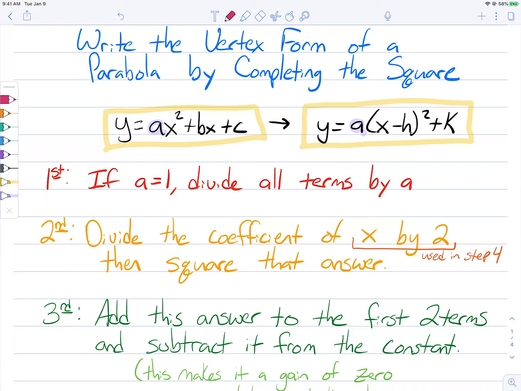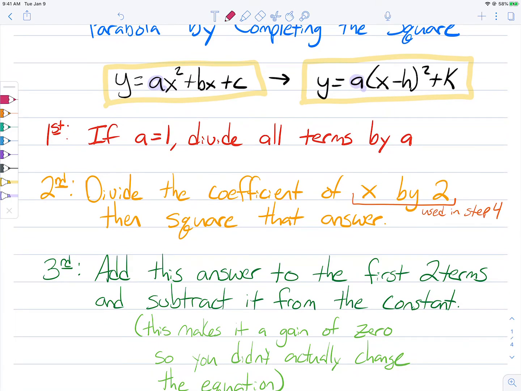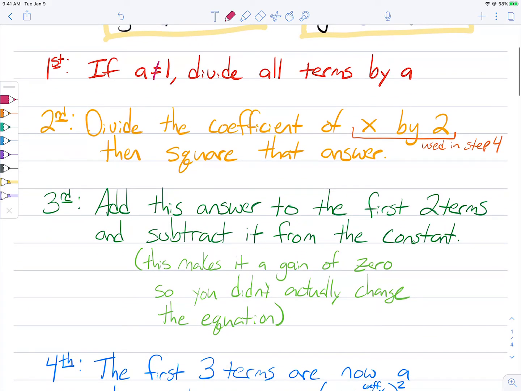If you do, as you go through the problems, it'll get quicker and quicker because you're going to get used to the pattern of what you're going to do. So step 1, if a does not equal 1, divide all terms by a. I will explain this more as we get into some of these problems. Step 2, divide the coefficient of x by 2, then square that number. That should sound familiar because this is what we did when we completed the square. There's just a couple of extra steps around it when we're dealing with an entire equation.